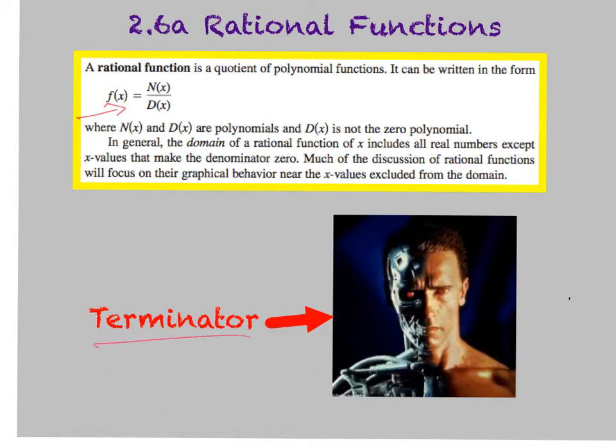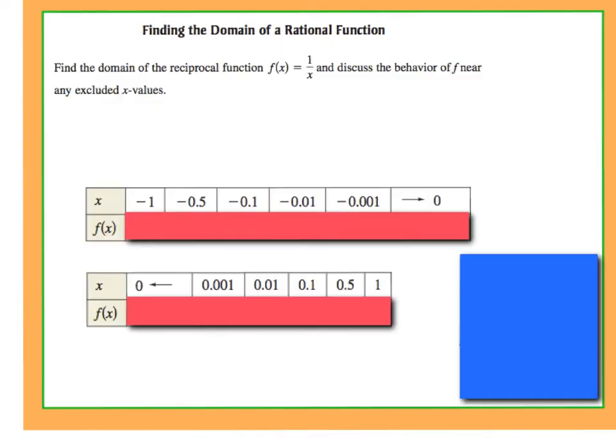A rational number is something that terminates or has a repeating pattern. That's why we have Arnold here. All right, let's keep going.